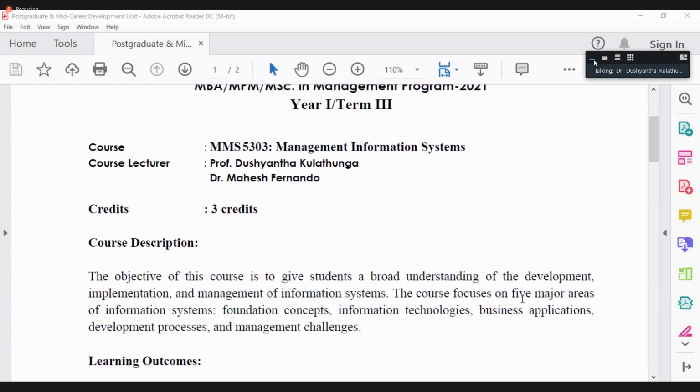This course focuses on 5 major areas of information systems: foundation concepts, information technologies, business applications, development processes, and management challenges. So basically, I think we will be covering about 8 or 9 chapters during this course. And those 9 chapters will fall into these particular 5 areas identified here.